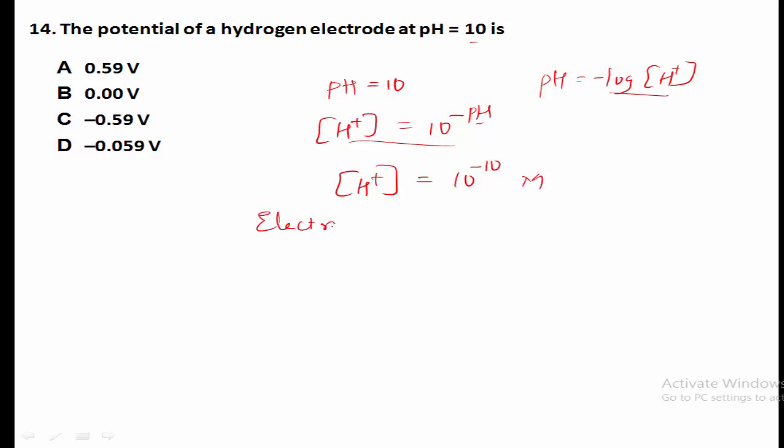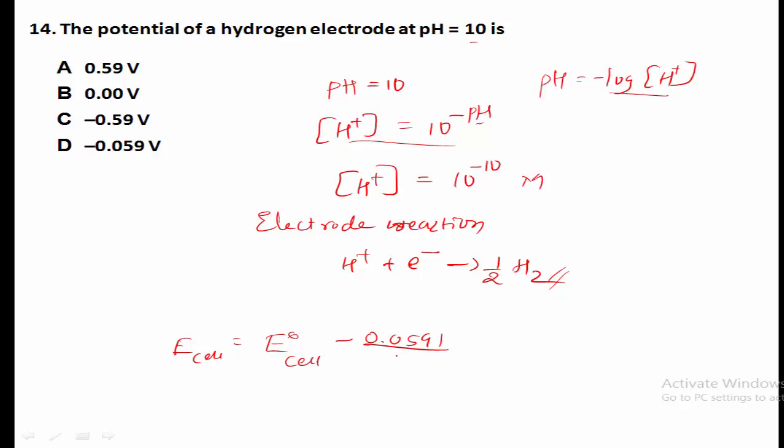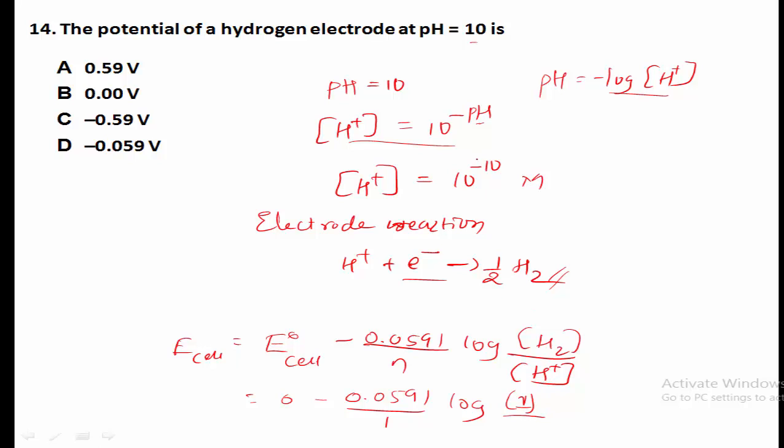Now, which type of reaction will take place at the electrode? The electrode reaction will be written as H⁺ plus electron gives half H2. Now use the formula: since we have to find the electrode potential, E cell is equal to E naught cell minus 0.0591 divided by n log of concentration of H2 divided by concentration of H⁺ ions. So substitute the values. The standard electrode potential for the hydrogen electrode is 0, minus 0.0591 divided by n, which is 1, because 1 electron is involved, times log of H2 concentration, which is 1, divided by the H⁺ concentration, 10⁻¹⁰.